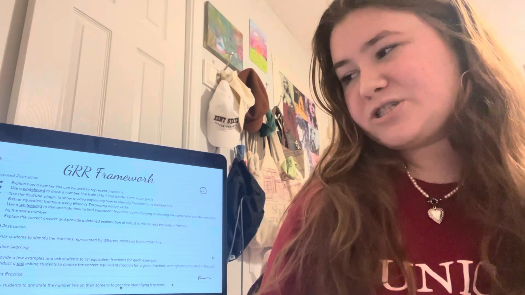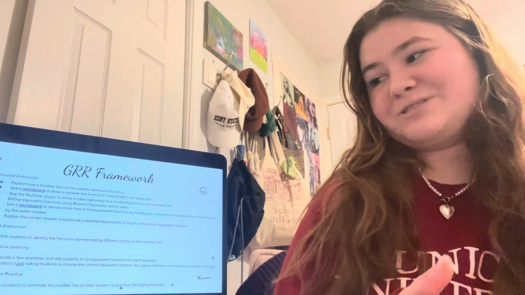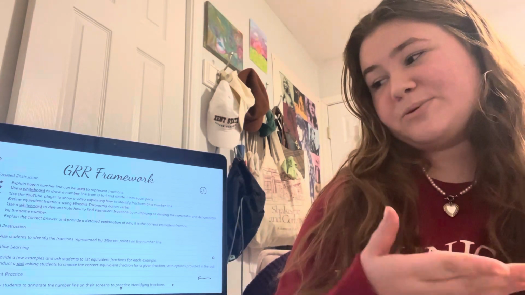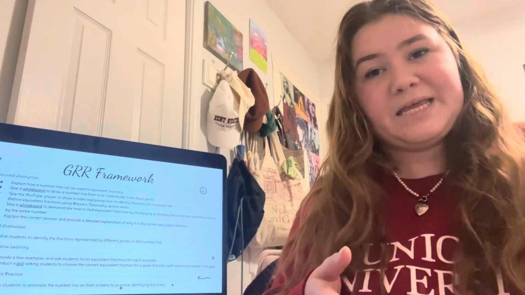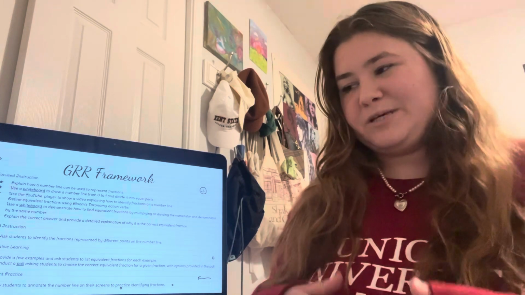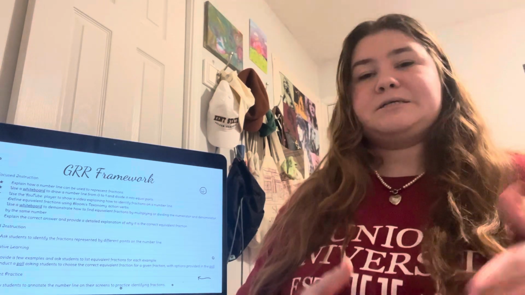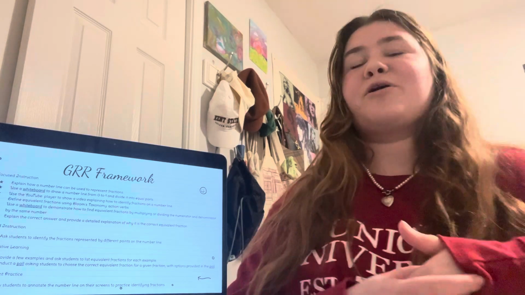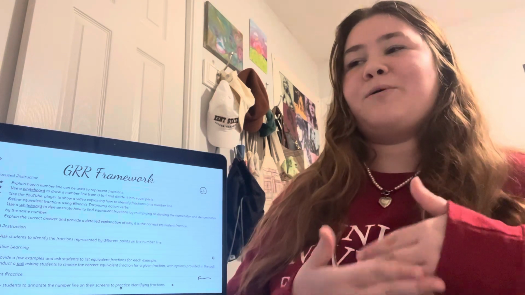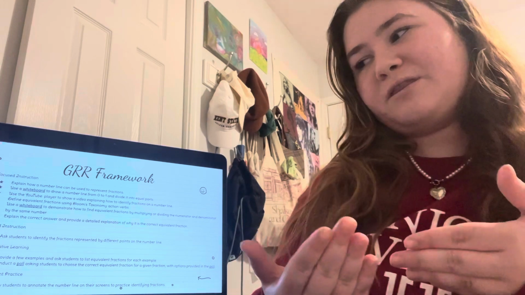So for guided instruction, I'm going to ask students to identify fractions represented by different points on the number line. And that's when I'll explain to them whether they were right or wrong, or how they're right about one thing, but that could not always be applied to a different thing.